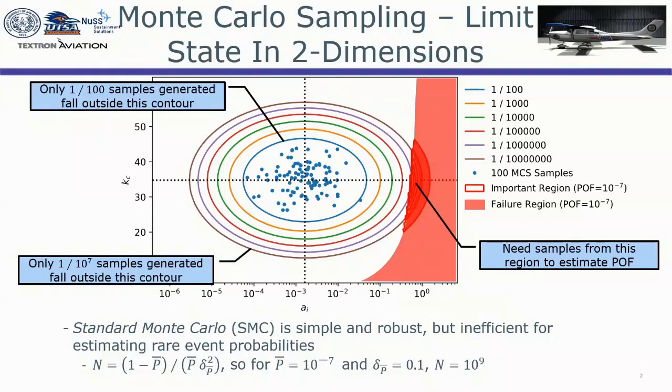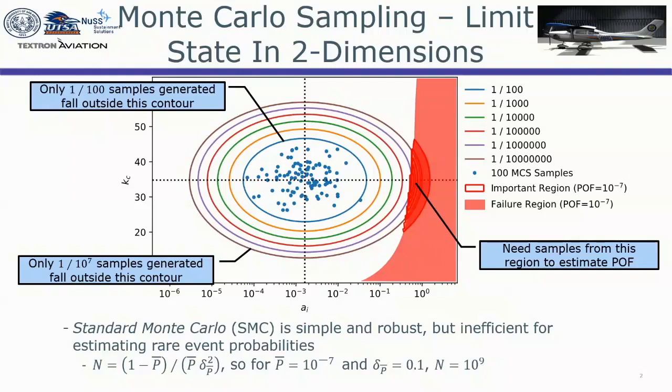Now, consider also that your failure region, where you are evaluating the probability of getting a sample, is only going to be on one side or so of this graph. So now the probability of finding samples inside of the failure region is even smaller.